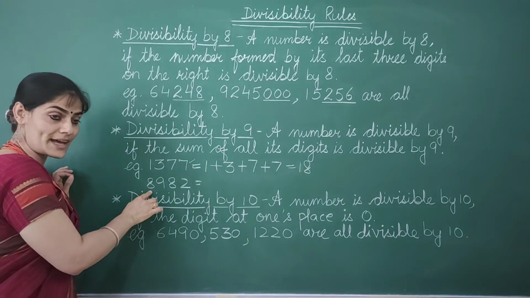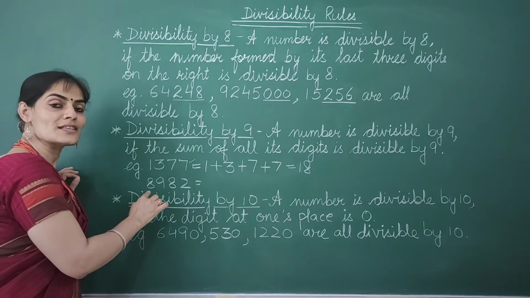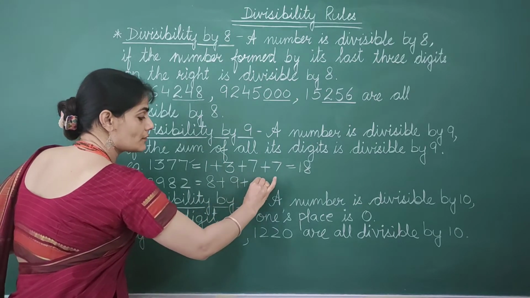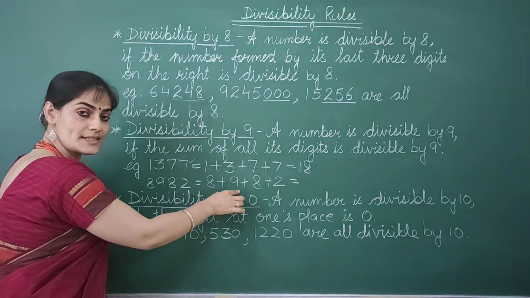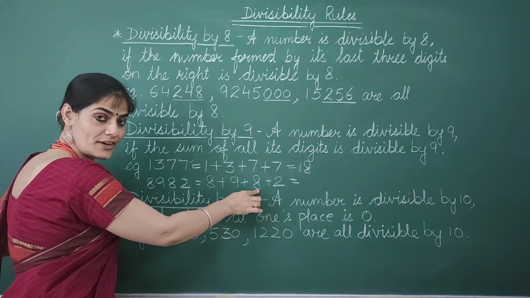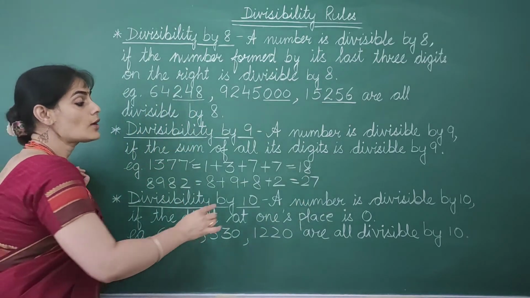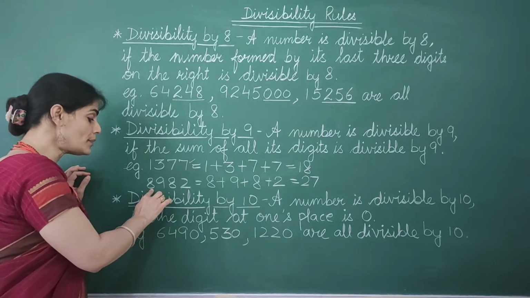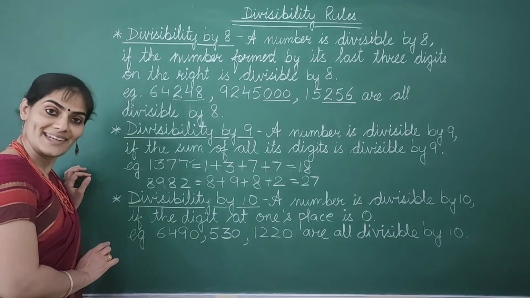Look at the next example. This is 8982. So let's find the sum of all its digits. I write here 8 plus 9 plus 8 plus 2. 8 plus 9 is equal to 17. 17 plus 8 is equal to 25. 25 plus 2 is equal to 27. Now this sum 27 is divisible by 9. So this number 8982 is completely divisible by 9.